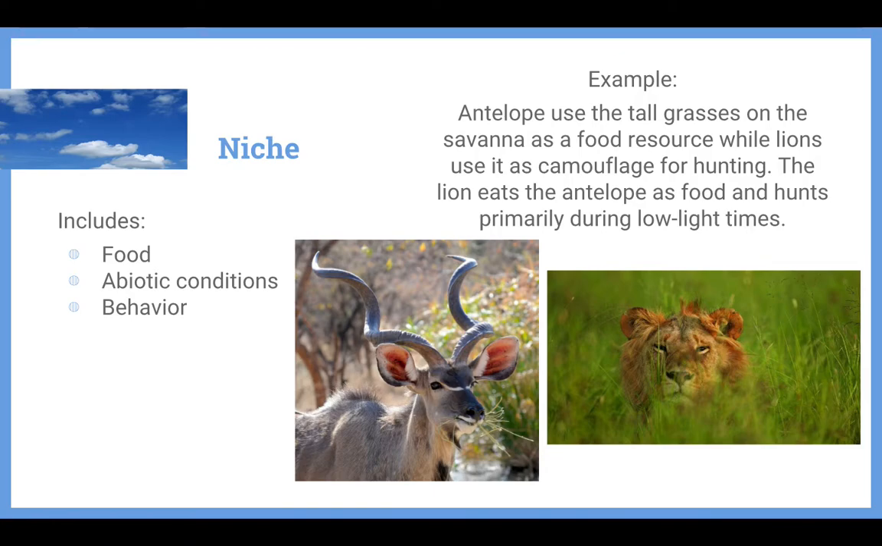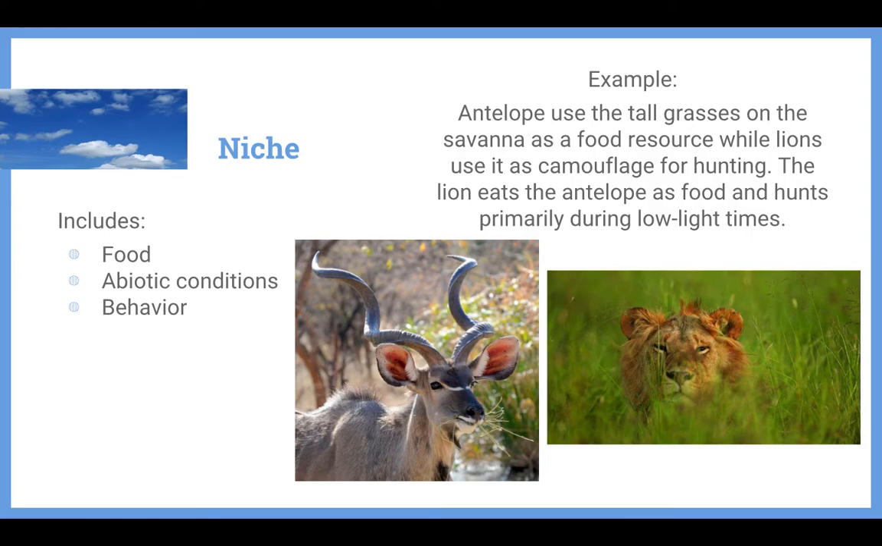So let's break this down a little more. A niche is food, abiotic conditions, and behavior. I'll give you an example. The antelope use tall grasses on the savanna for food. So they eat the grass, which would make them a primary consumer. The lion occupies the same area, uses the same area of the tall grasses, but it uses it for camouflage so that it can hunt. The lion is going to eat the antelope, making it a secondary consumer or even a tertiary consumer.